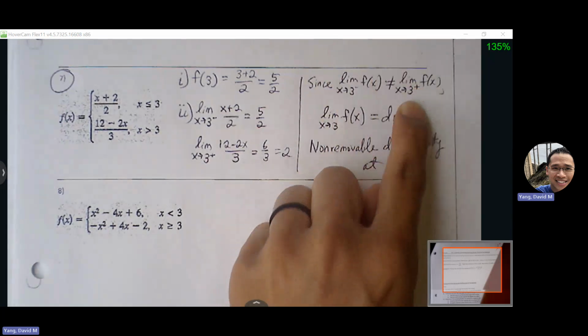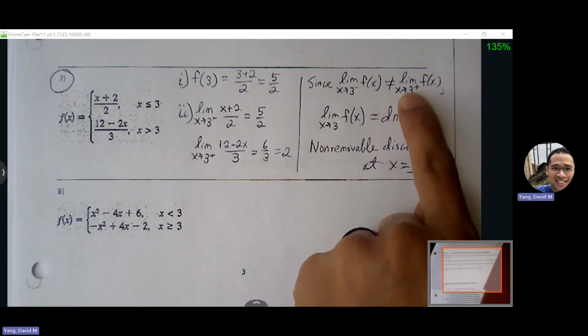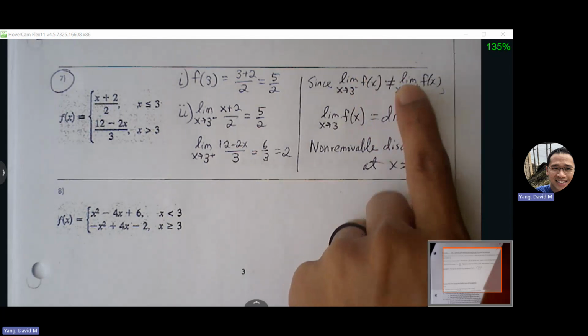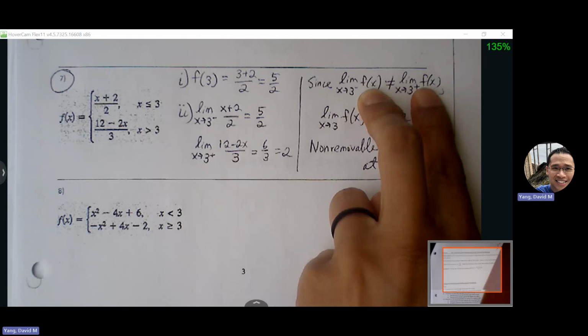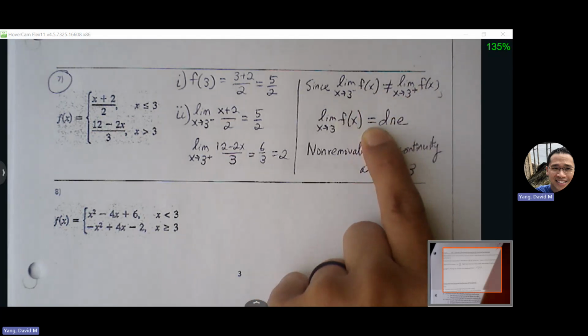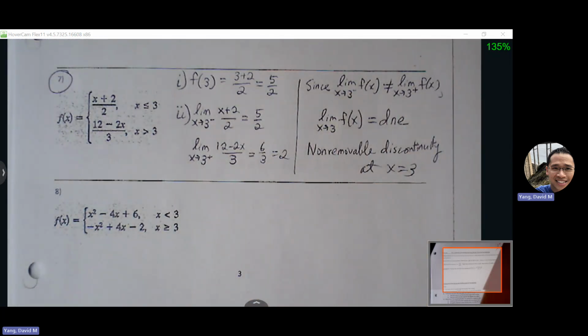So we want to give that full step of showing the reason why the limit doesn't exist: because the one-sided limits are not in agreement. Make sure you put f of x when you are referencing your function. Therefore, the full limit doesn't exist. We can stop and we know it must be a non-removable discontinuity at x equals 3.